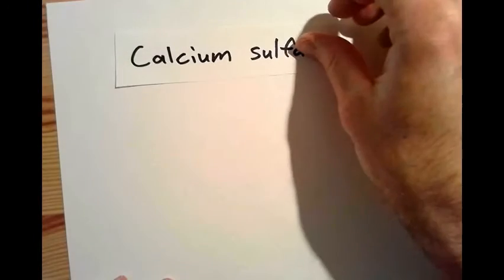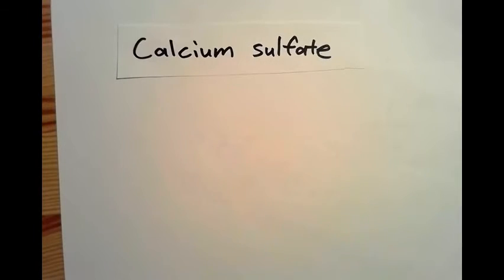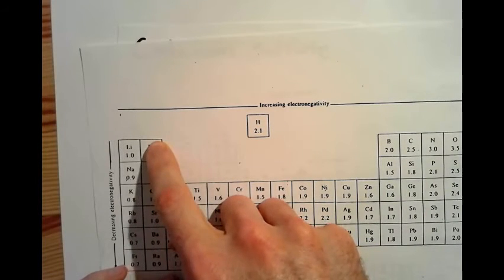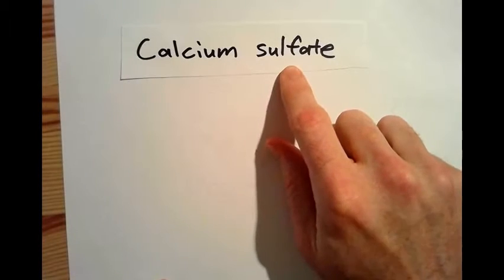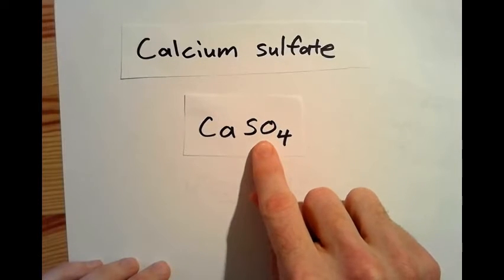Along the same lines, if I had calcium sulfate, I know that calcium is Ca, and it is in the second group on the periodic table, so it is a 2+ charge. Sulfate is a 2- charge, and it is CaSO4.